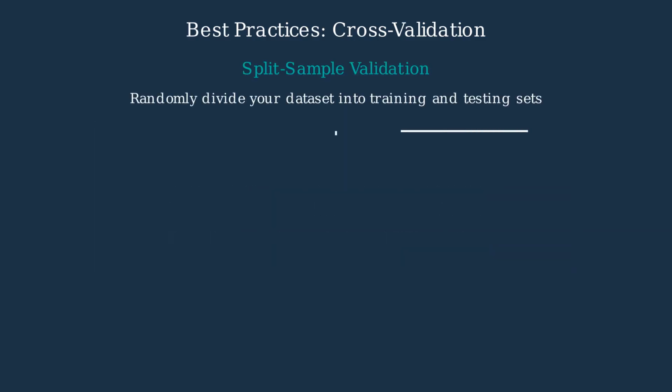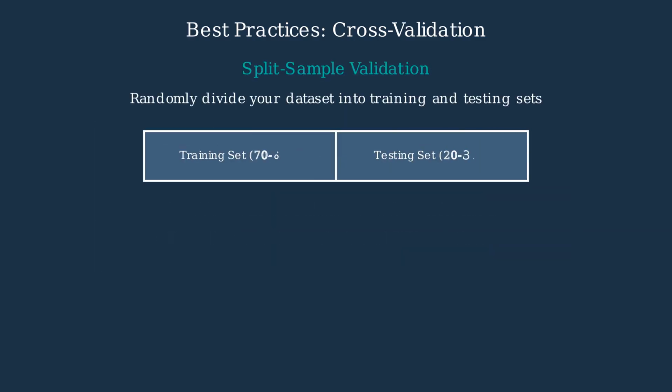One common approach is split sample validation. This technique involves randomly dividing your dataset into 2 portions: a training set, typically containing 70 to 80% of your data, and a testing set with the remaining 20 to 30%.